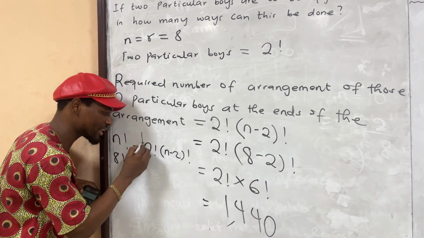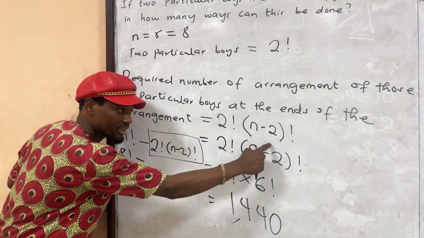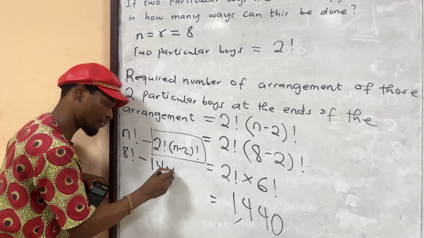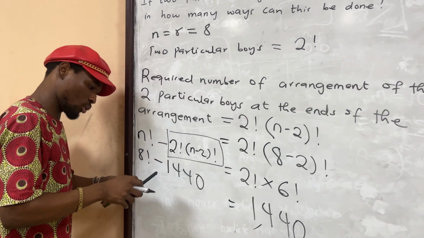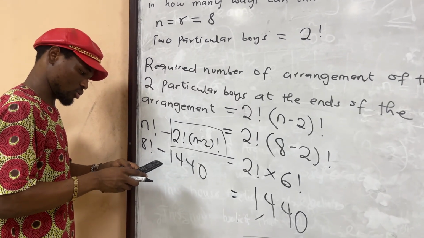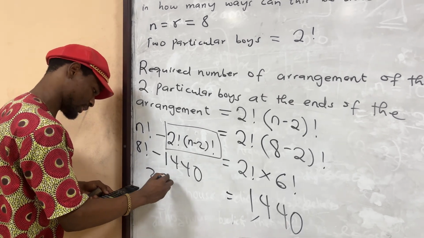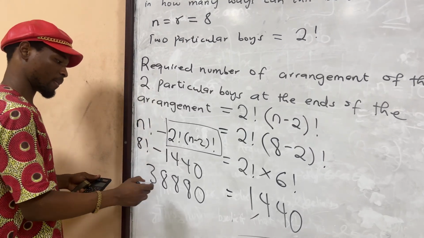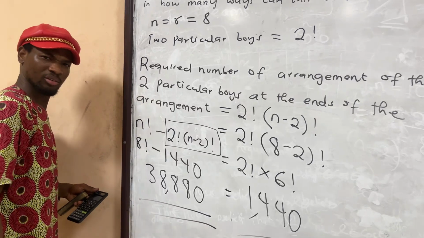Viewers, remember all this has been calculated, which is this. We evaluated and have 1440. Then you can use the calculator to figure out, and you have 38,880. Do you get it that way?